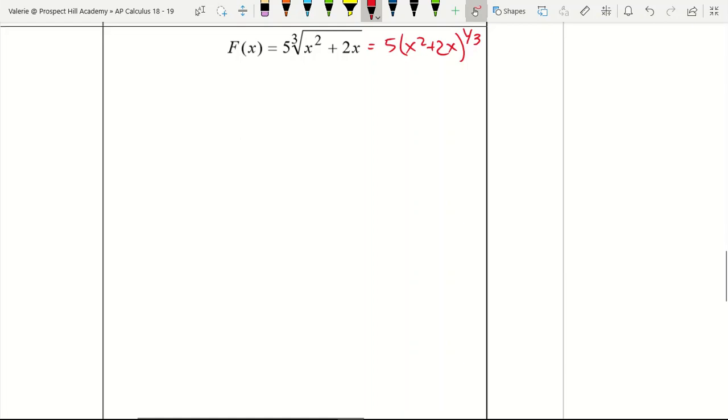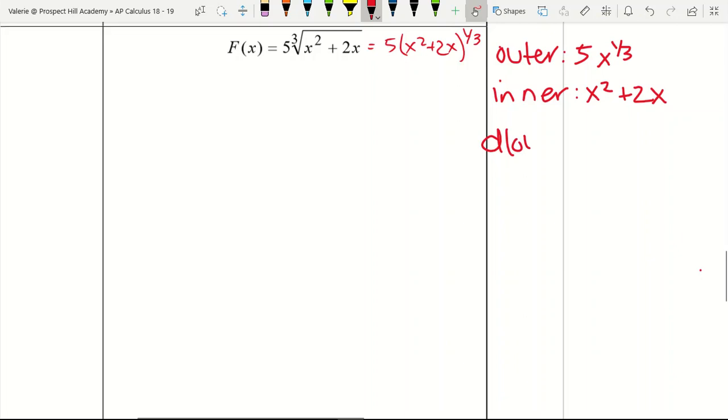So the inner function, actually, let's just start with the outer function. So the outer function is 5x to the 1/3. The inner function is x squared plus 2x.